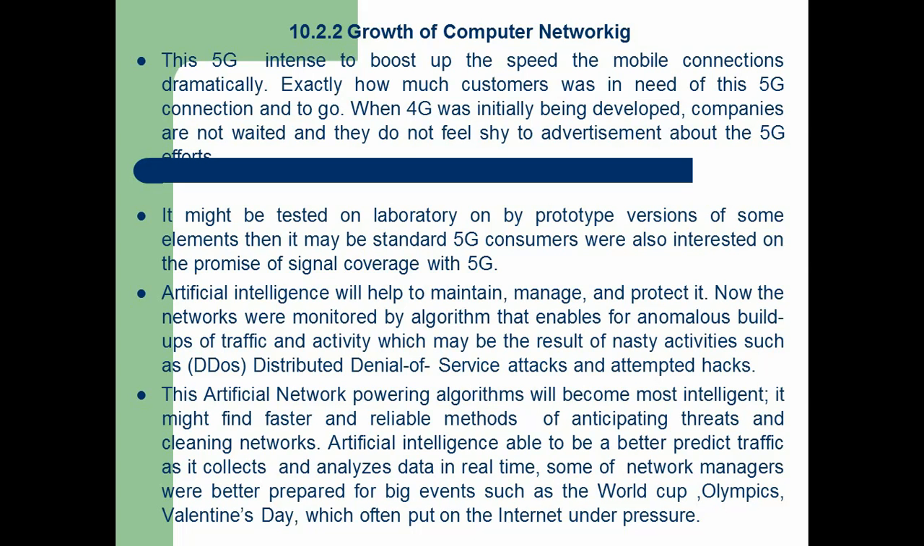So when speed is increased, what will happen? Many problems arise, like maintenance, management, and protection. All these three elements can be controlled by artificial intelligence computers. Nowadays, these are called distributed denial of service attacks and attempts. So we can call it technical traffic.